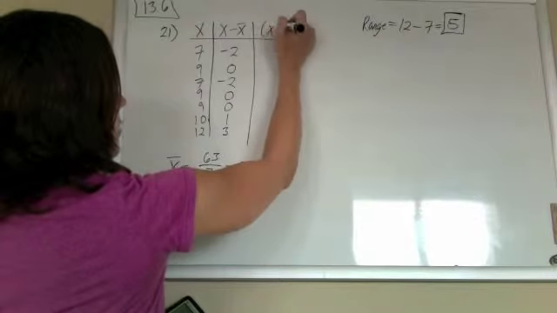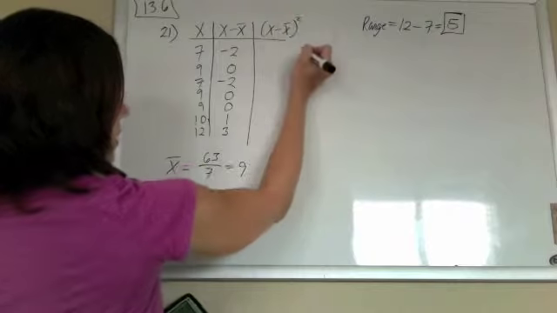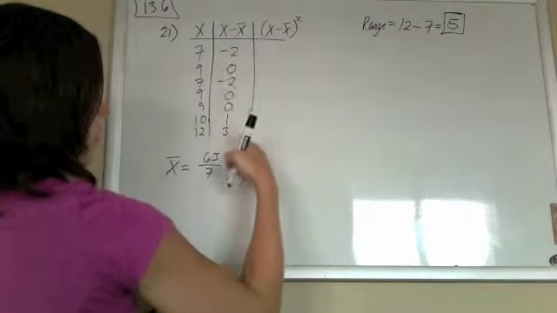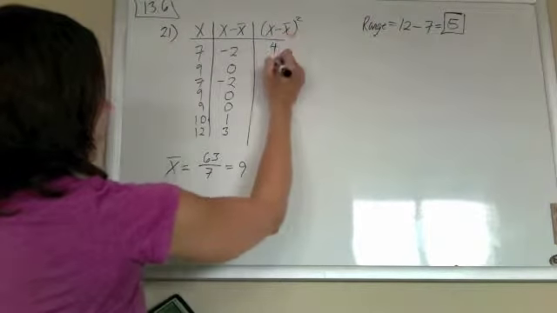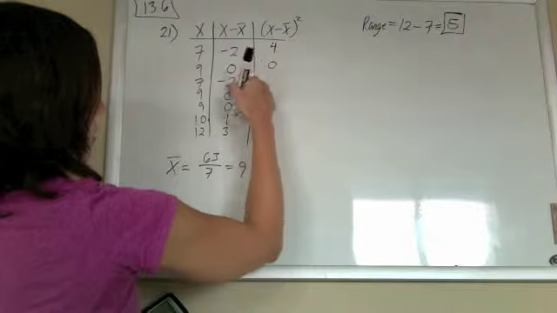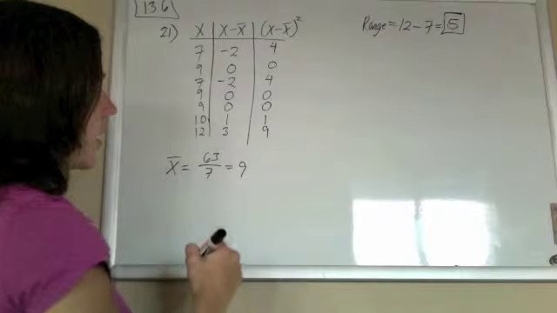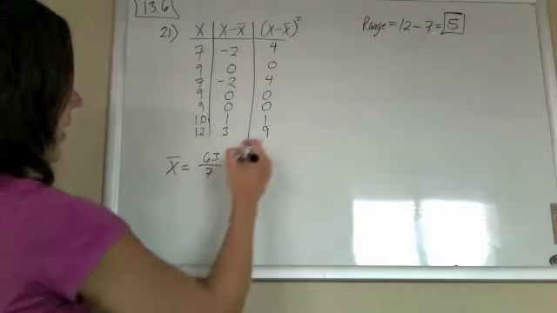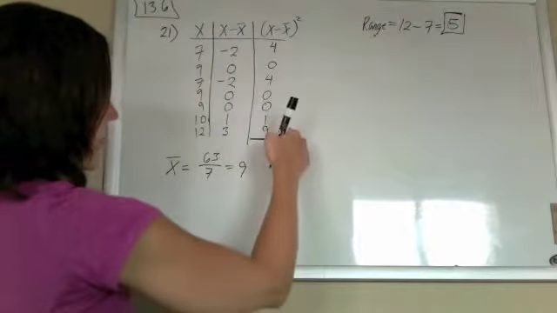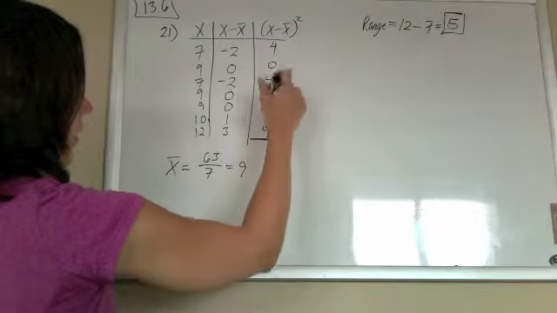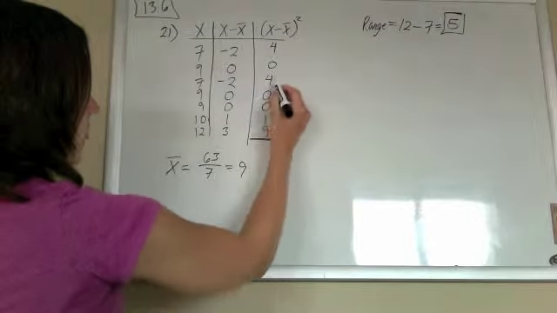Now we take all the numbers we just found and square them. So just square all these numbers. 4, 0, 4, 0, 0, 1, 9. And then add them. So I've got 9, 10, 14, 18.